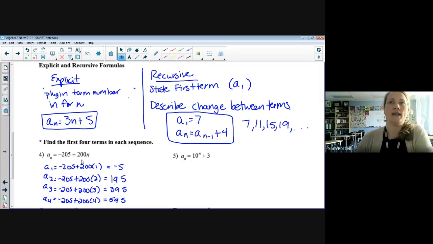So when you are writing out the first however many terms of a sequence and you're given an explicit formula, this is explicit, it's just the one equation, you just plug whatever term number you want in for the n. Any questions on that? So you're just evaluating for 1, 2, 3, and 4. Thumbs up if you're good. Okay, I got 4 thumbs up, so at least 4 of you guys are good.